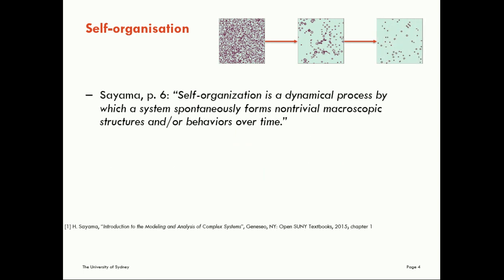To try and define self-organisation then, I'd like to first turn to Hiroki Sugiyama, who gives a definition that I quite like. He says that self-organisation is a dynamical process by which a system spontaneously forms non-trivial macroscopic structures and/or behaviours over time. I quite like this definition. There are a couple of pieces I like here. I like the idea about talking about structure being formed, and I like the idea about this happening over time.